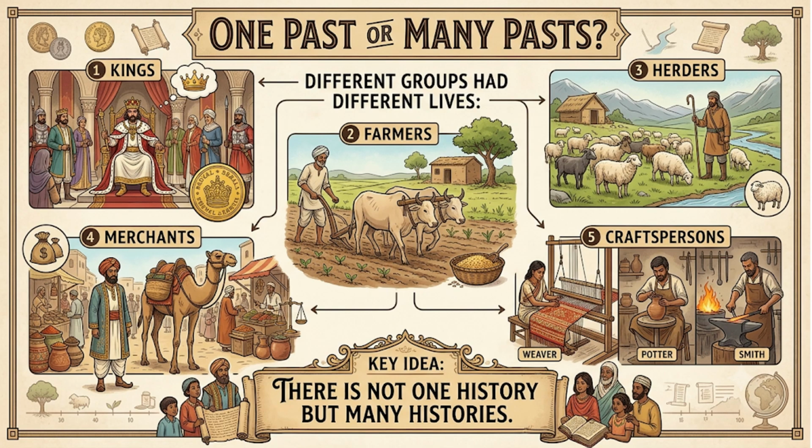One past or many pasts. Was the past the same for everyone? The answer is no. Kings lived differently from farmers. Merchants had different experiences from herders and craftspersons. This is why historians use the term pasts instead of just past. Different groups of people had different lifestyles, traditions, and experiences.